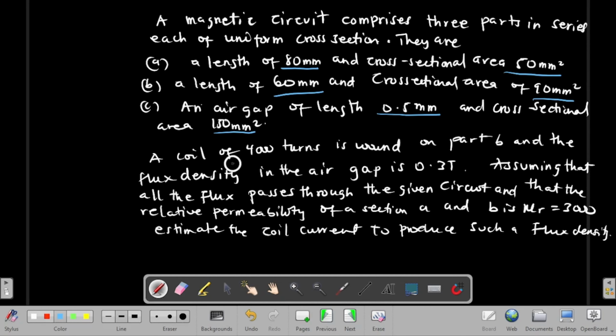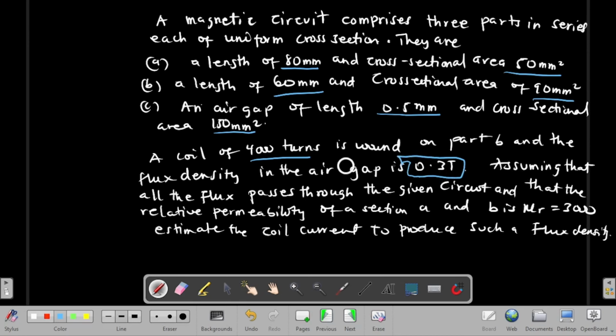It says a coil of 4,000 turns is wound around part B. So it was this part which had a coil of 4,000 turns wound around it. And the flux density in the air gap is 0.3 Tesla. The flux density in our air gap is 0.3 Tesla.